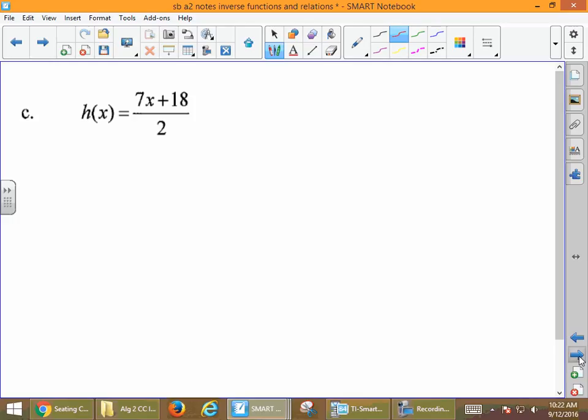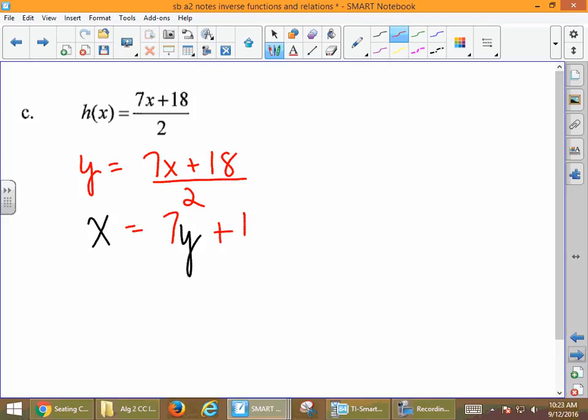H of x. Well, h of x can still be rewritten as y. Our first step. Second step, switch the x and the y. Interchange the x and the y. X goes where y went. Y goes where x went. Nothing else moves. And we want to solve for y.